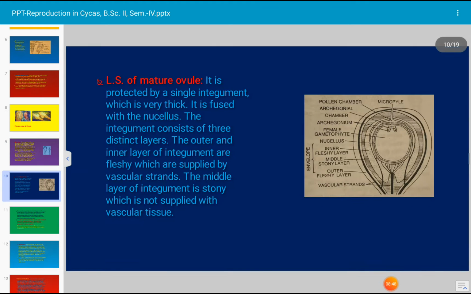Next. Let us see the longitudinal section of the mature ovule. The ovule is protected by a single integument which is very thick. It is fused with the nucellus. The integument consists of 3 distinct layers. The outer and inner layers of the integument are fleshy, which are supplied by vascular strands. The middle layer of the integument is stony, very hard, which is not supplied with vascular tissue.